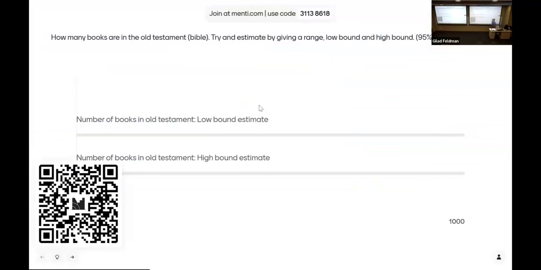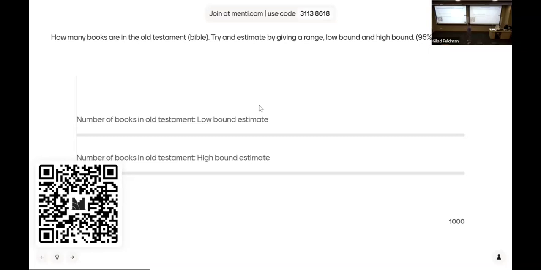All right, so this is the first question I have for you. The Old Testament, many of you are not Christian, I imagine, or Jewish, but monotheistic religions, Judaism and Christianity is based on the Bible. And there's typically the Old Testament and the New Testament. And one of the first things I want to ask you, and you will see very soon why I'm asking you this specific question, is how many books are there in the Old Testament and the Bible?